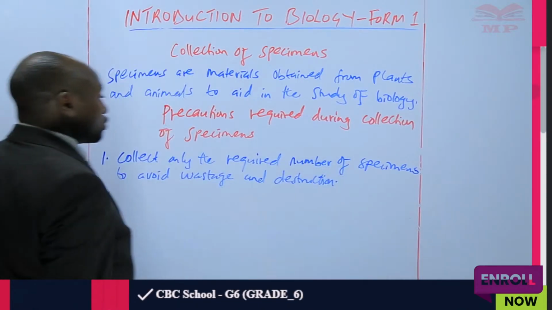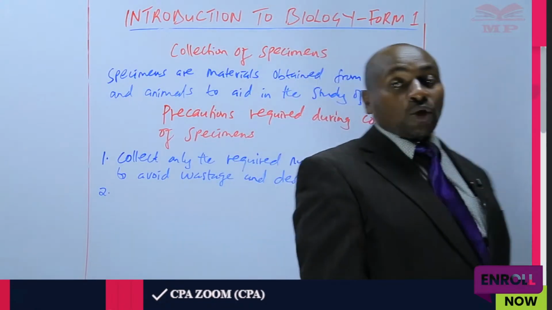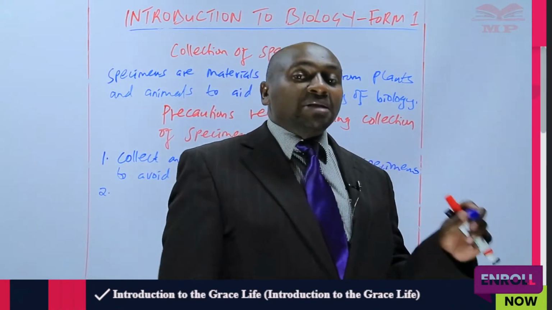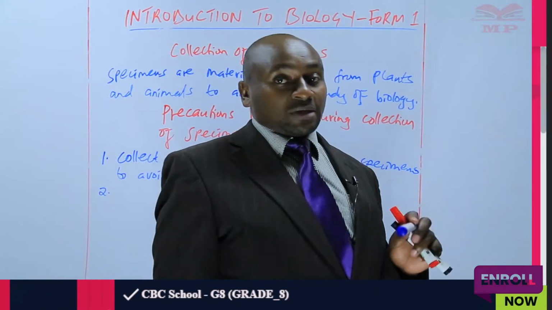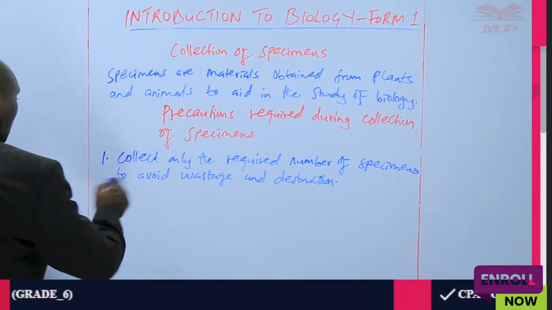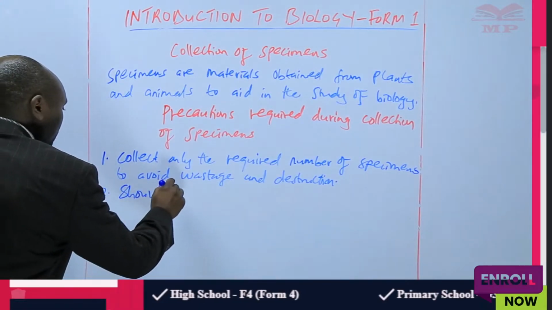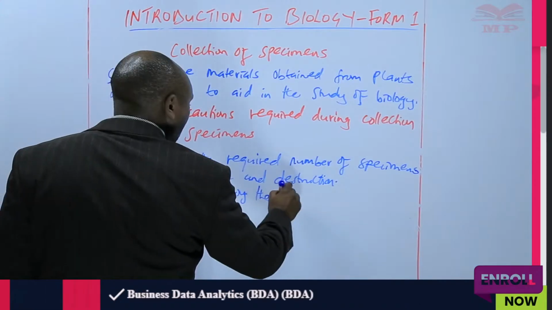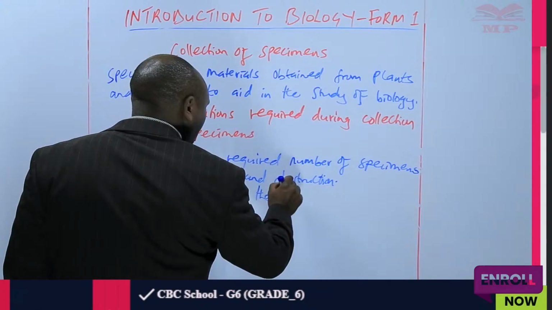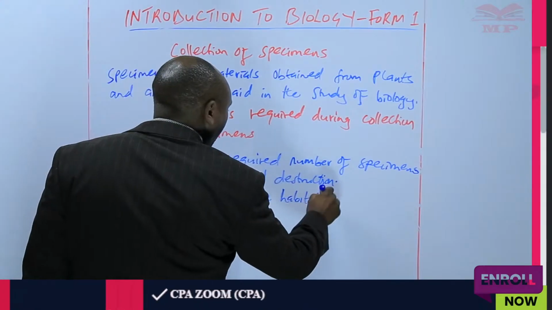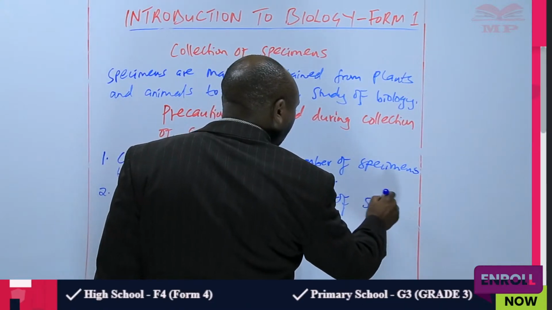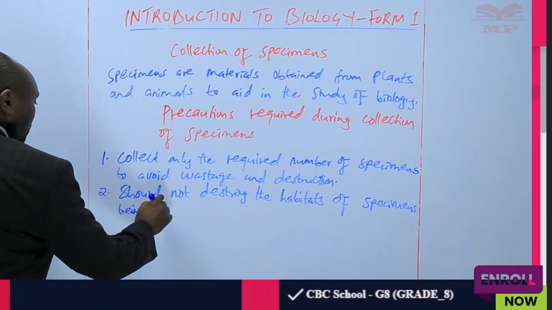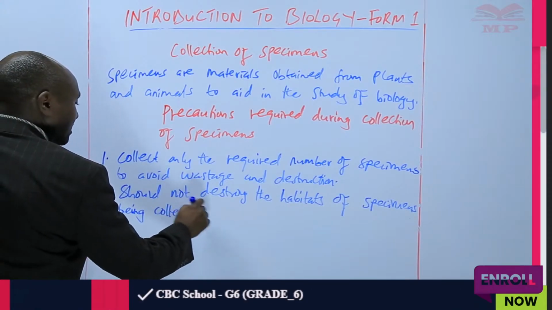So to avoid wastage, we need to collect only the number that we require. Number two, during the specimen collection, we should not destroy the habitats or the homes of those specimens. So care should be taken that we should not destroy the habitats of specimens being collected. We will need those habitats in future.